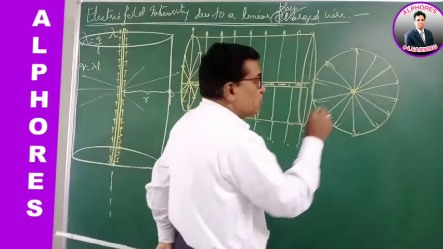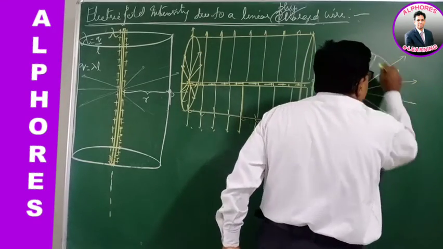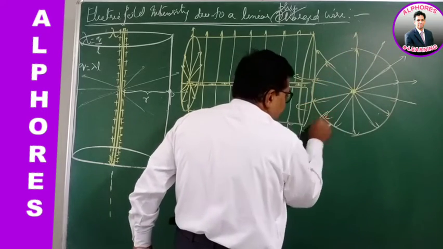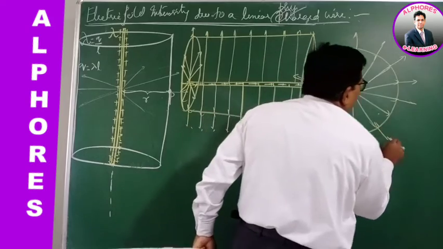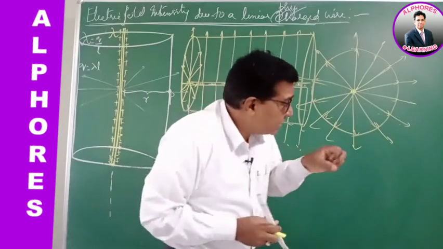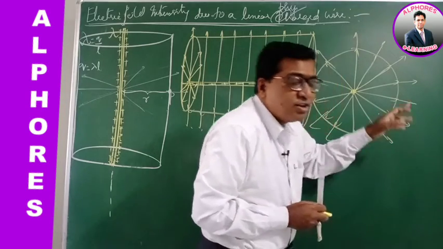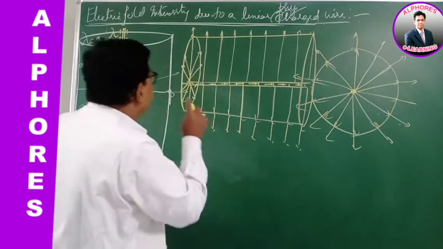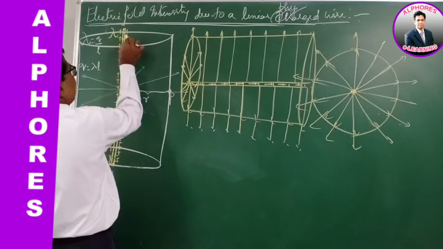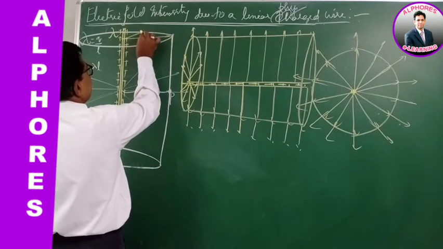In this manner, you see, on the Gaussian surface the lines of force are normally emerging out. So this is one of the conditions when you imagine the Gaussian surface: the surface should be such that the direction of the electric field lines should be either normal or tangential. And even here, if you see at this point on the top circular part of the Gaussian surface, the lines of force are like this.